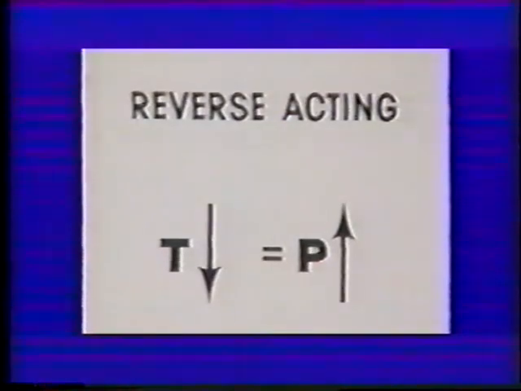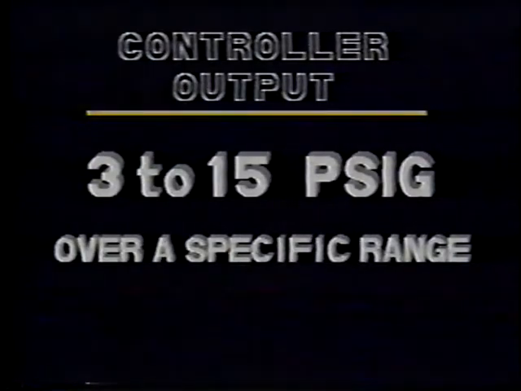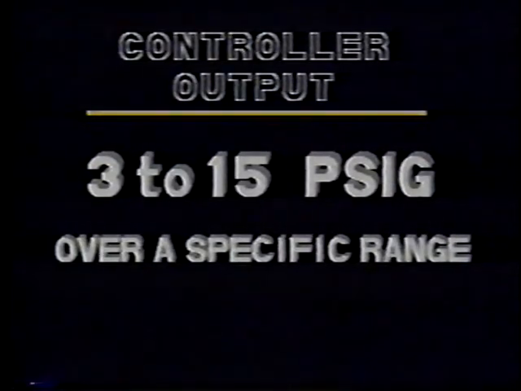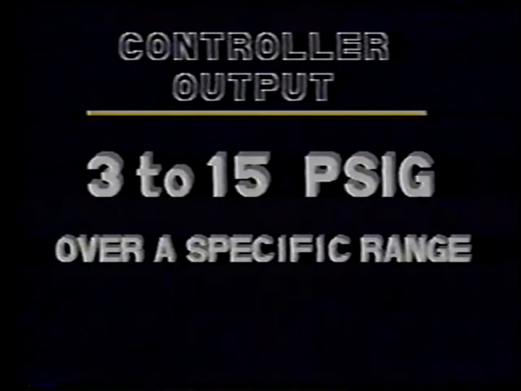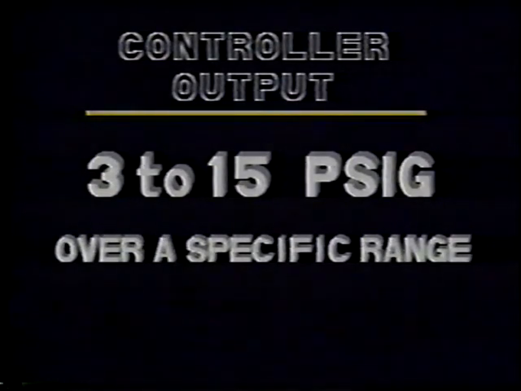A reverse-acting controller provides an output with an inverse reaction to a change in the sensed variable. A fall in sensed temperature would provide an increase in branch line pressure, and an increase in sensed temperature would create a drop in branch line pressure. The controller output is a 3 to 15 psig signal generated over a specific range of the sensed variable.